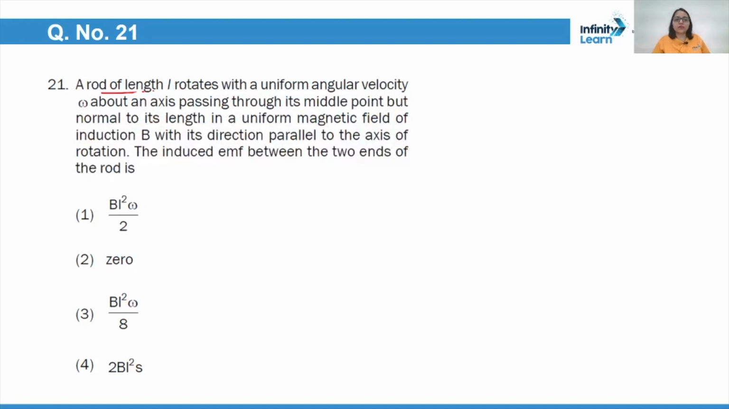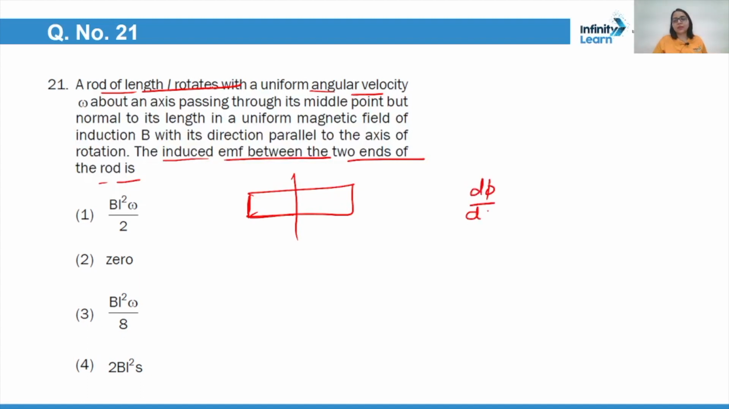Question number 21. We have a rod of length L that rotates with uniform angular velocity omega about an axis passing through its middle point, normal to its length. The induced EMF between the two ends of the rod is 0 because the polarity will be similar, right? So induced EMF will be d phi by dt. So let's say this is L by 2. The area swept by this rod in one complete rotation will be pi L by 2 whole square, which is pi L square by 4. So frequency over here will be omega upon 2 pi.